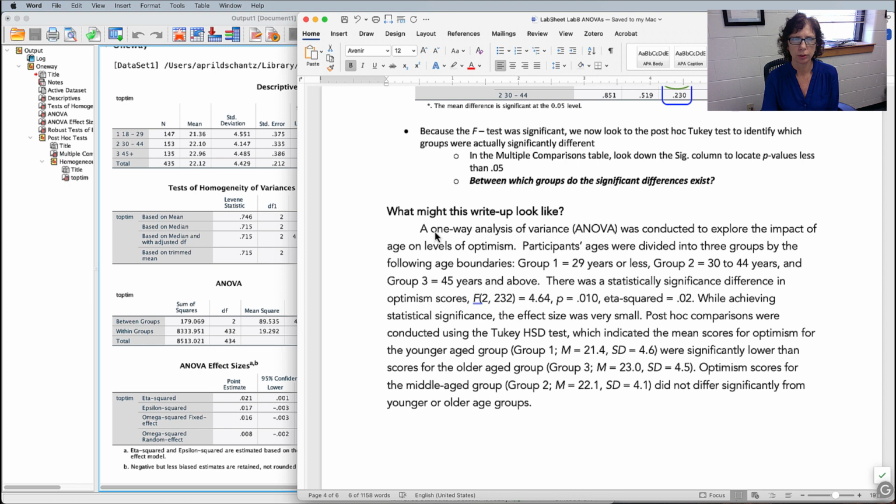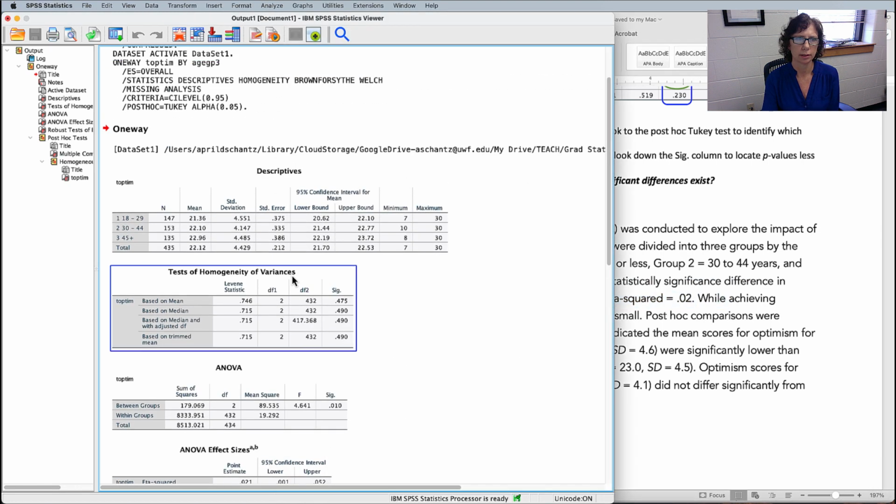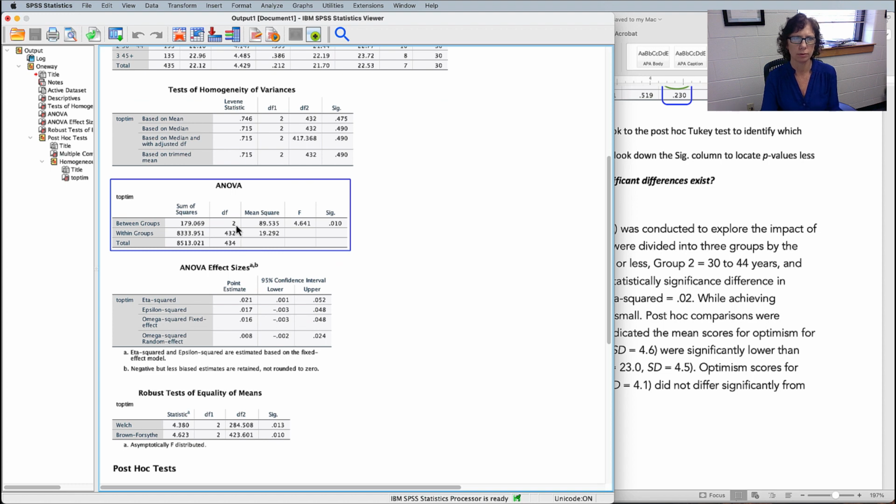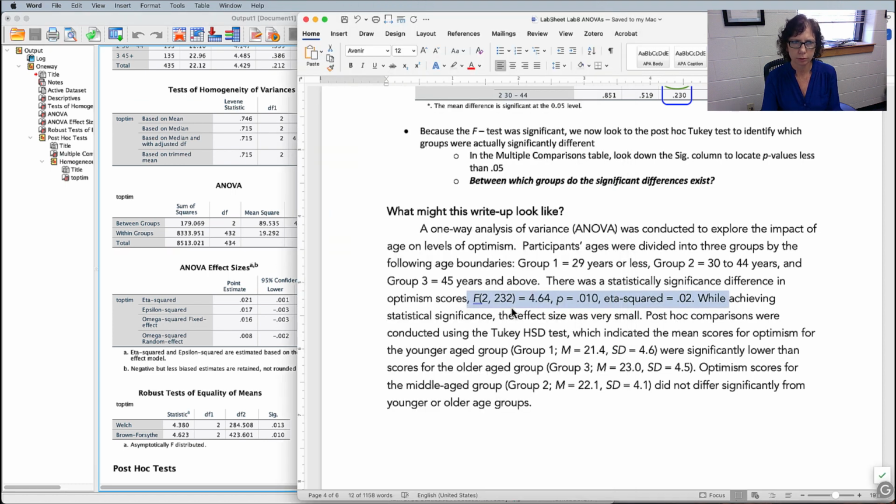Same as usual, we need to let the reader know what test was being conducted and why. We're looking at differences in the levels of optimism across these three groups. We found a statistically significant difference in optimism scores with our F-stats line. Let me go back to here. Yeah, I thought so. So 2 and 432, which means that this is incorrect. Right there.